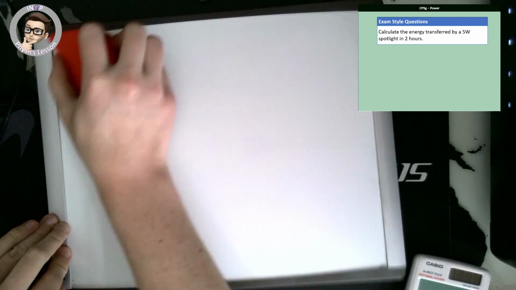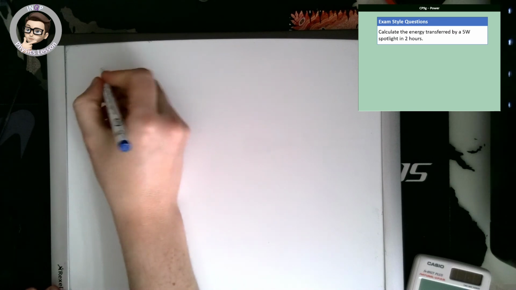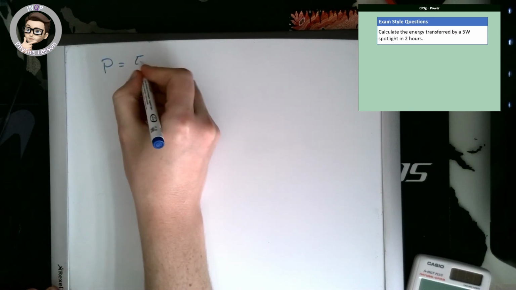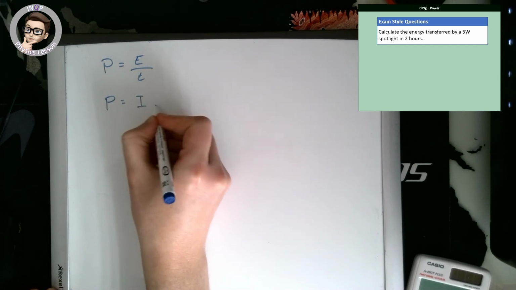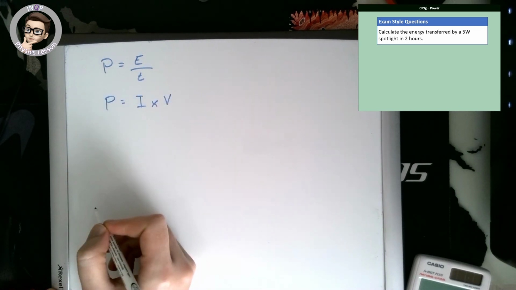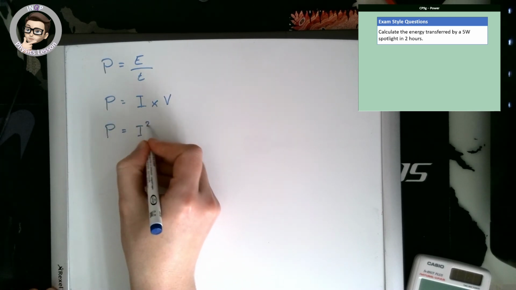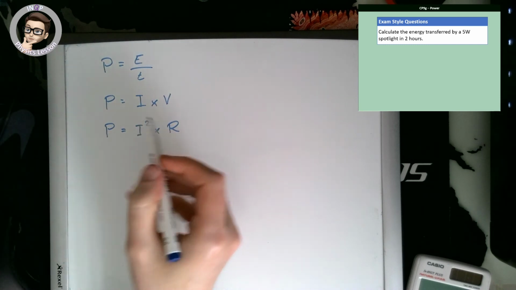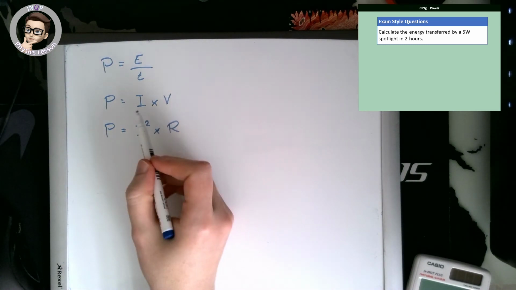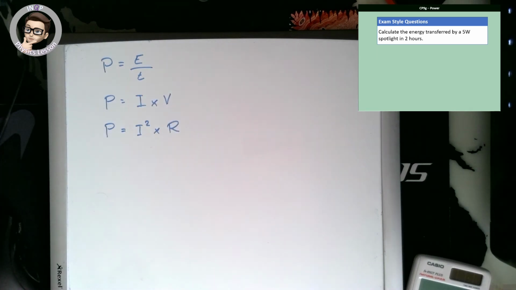We have got power equals energy divided by time. We have got power equals current times potential difference. And we've got power equals current squared times resistance. In fact, you could have made an extra one by substituting in V instead of I, or substituting in I instead of V, and you'd end up with a different equation. I'd let you have a go at that.